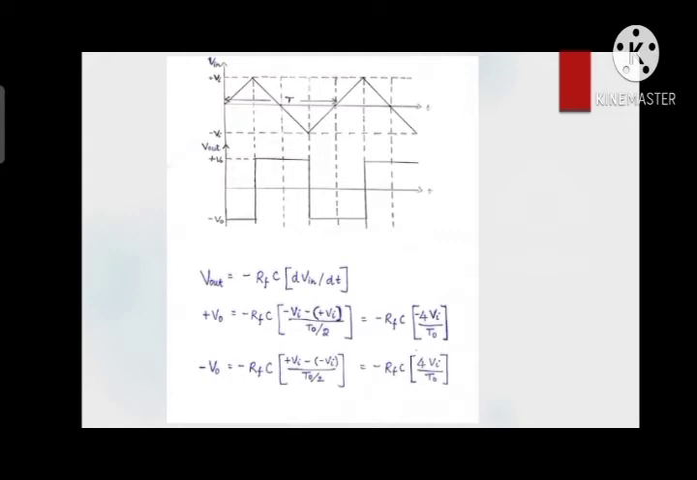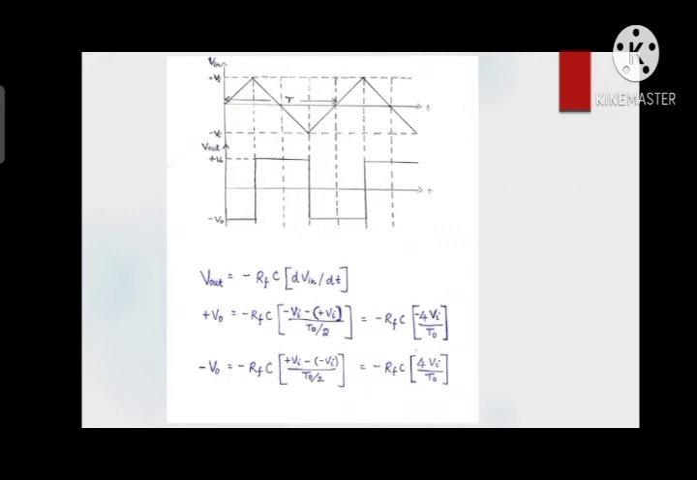In the triangular wave, the falling slope of the wave starts at plus Vi and ends at minus Vi, and the time period of the falling slope is half of the fundamental time period, that is T0 by 2. Therefore, dVin divided by dt is equal to minus Vi minus plus Vi divided by T0 by 2. Therefore, the output is RF C 4 Vi divided by T0. That is, the output has a positive constant voltage.